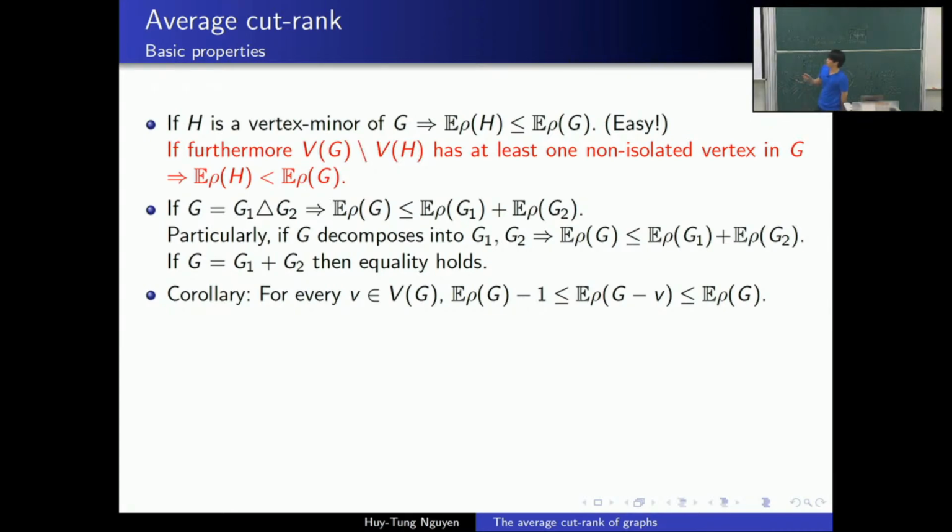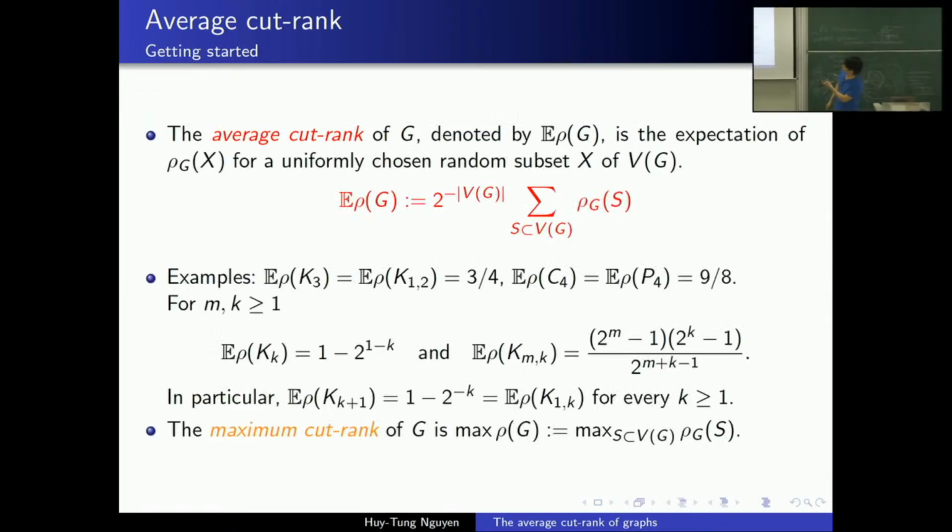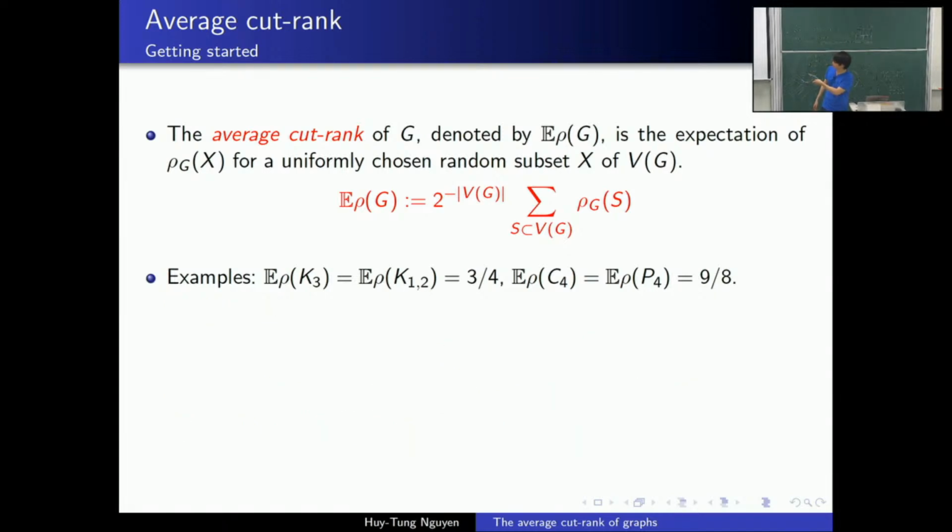As a corollary, we deduce that if you delete a vertex from G, then the average rank decreases by at most 1. And also the average rank doesn't increase. This is just a corollary of this inequality and the fact that the average rank of a star is at most 1. We just decompose the edges incident to V.